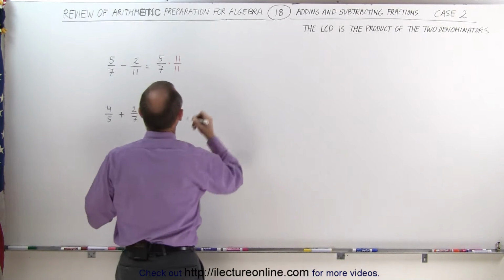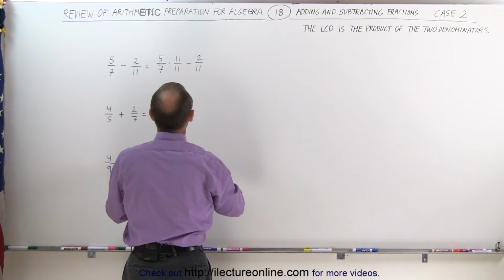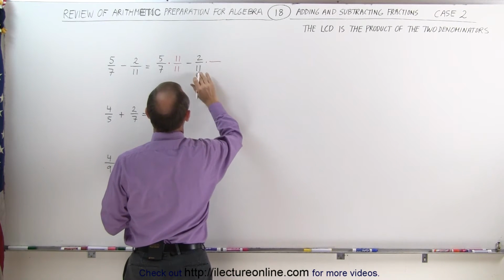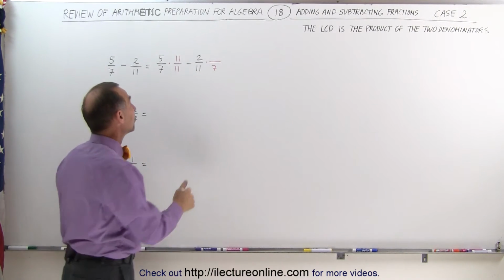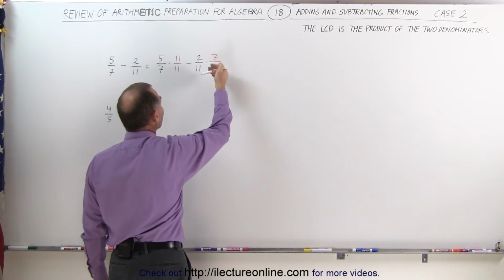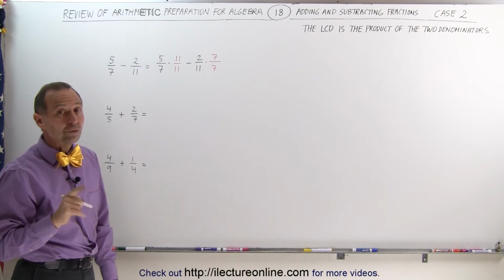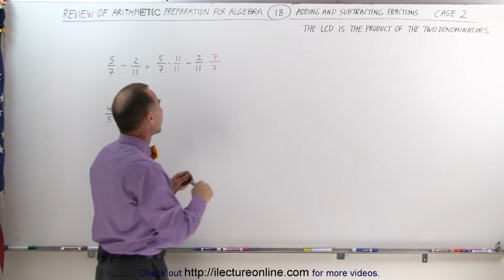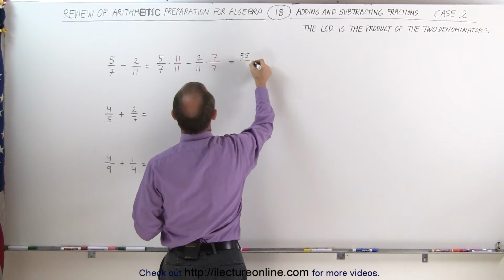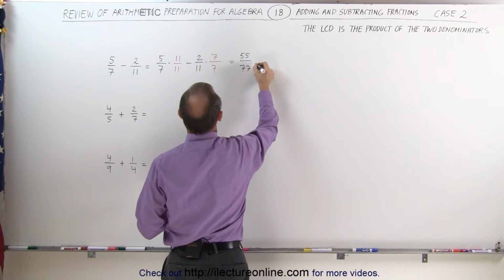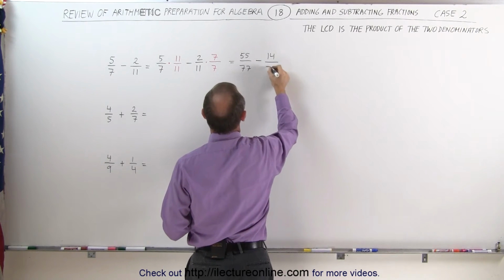We then subtract from that the second fraction, 2 over 11, but we're going to multiply that fraction as well. 11 needs to be multiplied by 7 to make that denominator 77, which means I have to multiply the numerator by the same number, so we multiply by 7 over 7. That will now make the two denominators exactly the same. This now becomes 5 times 11 is 55, divided by 7 times 11, which is 77, minus 2 times 7, which is 14, divided by 11 times 7, which is 77.